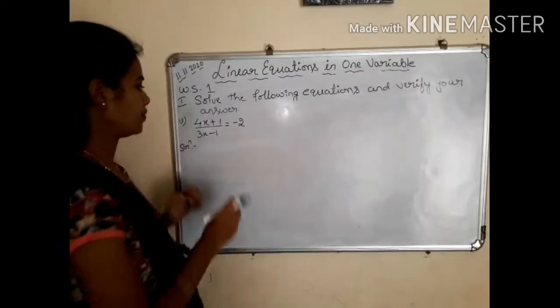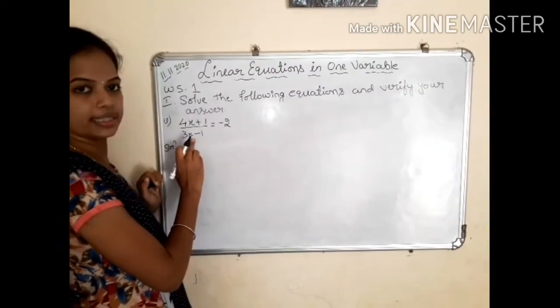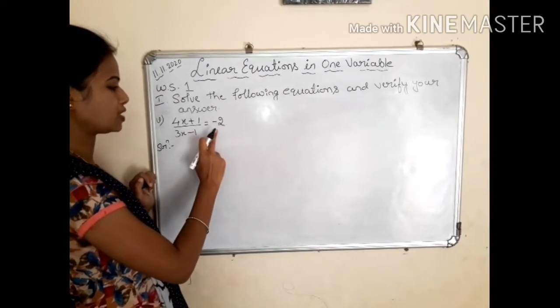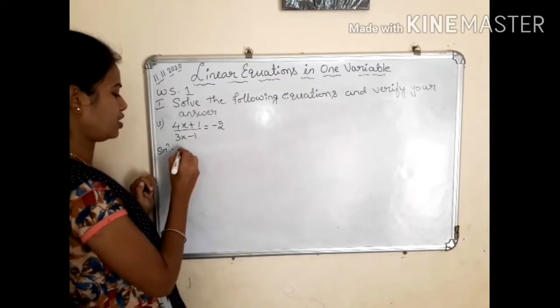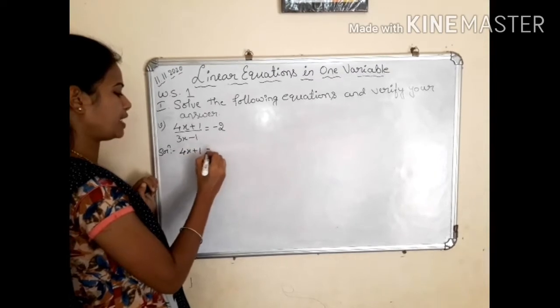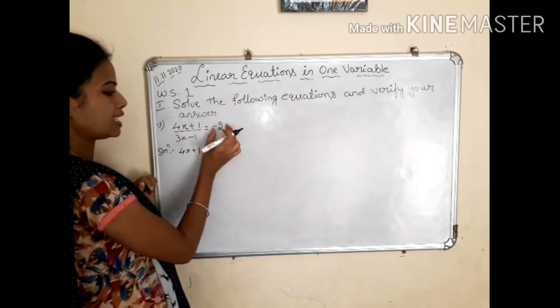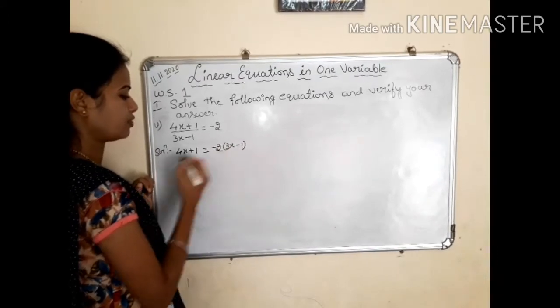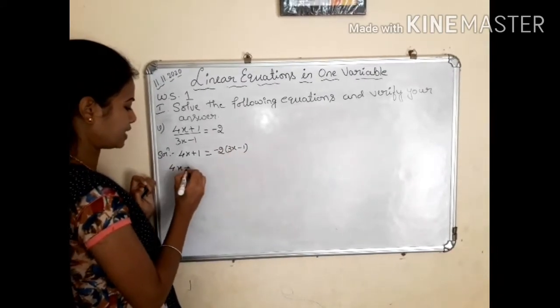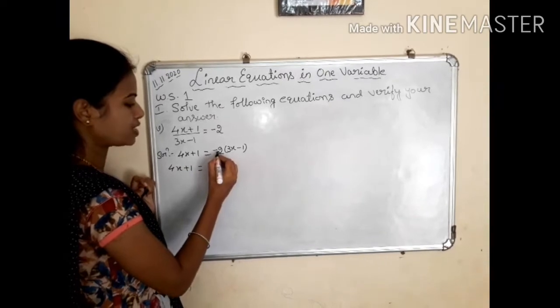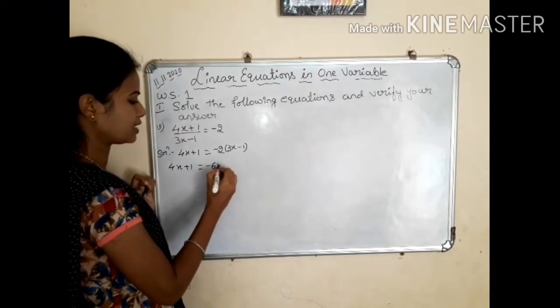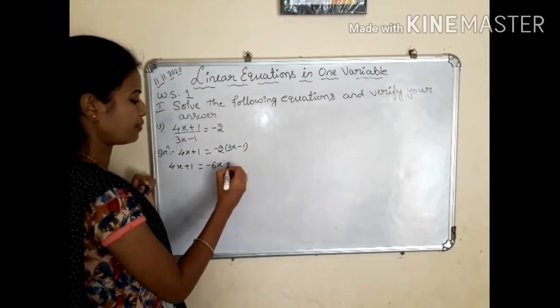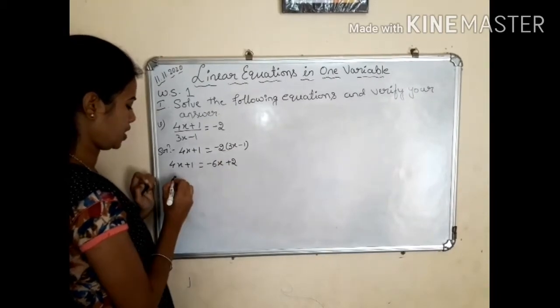Number 5. 4x plus 1 divided by 3x minus 1 equal to minus 2. Go for cross multiplication. 4x plus 1, write as it is. 3x minus 1 multiply with minus 2. Minus 2 into 3x minus 1. 4x plus 1, write as it is. Minus 2 into 3x is minus 6x. Minus into minus is plus, 2 ones are 2.